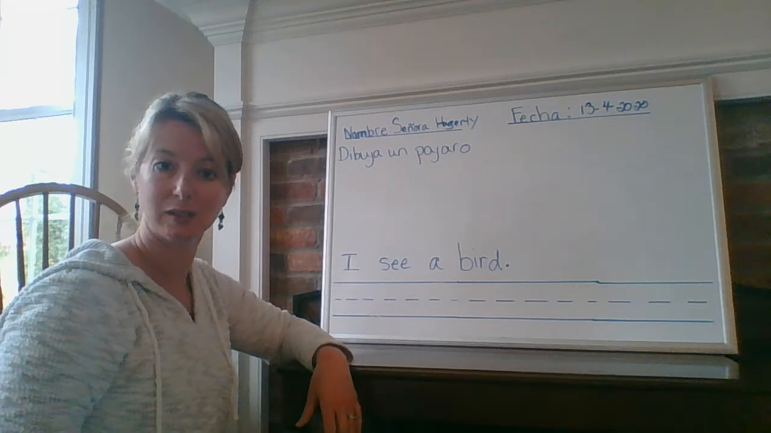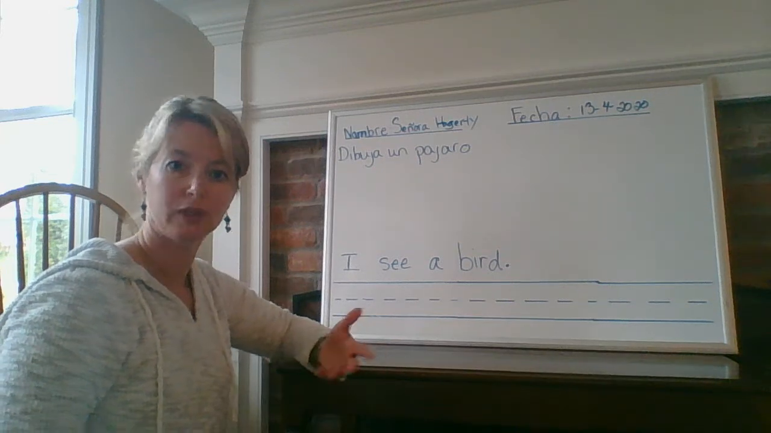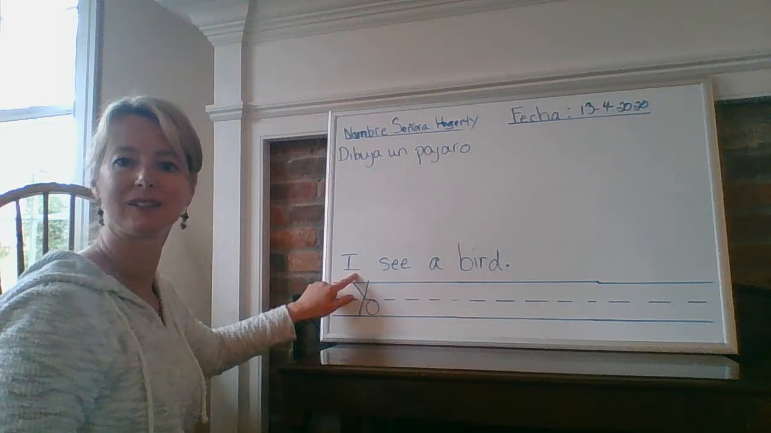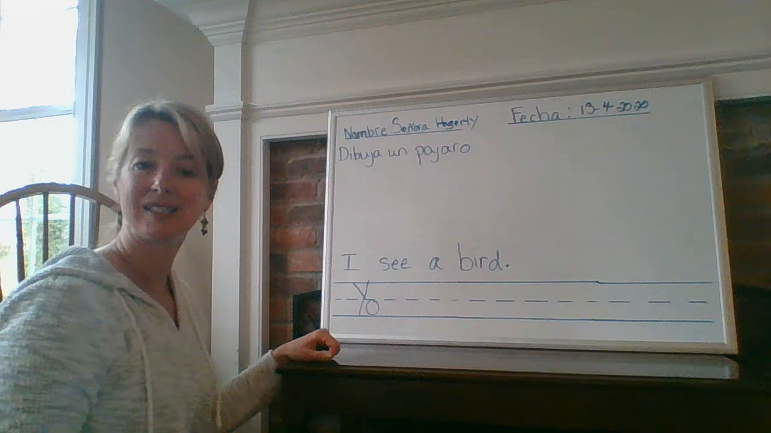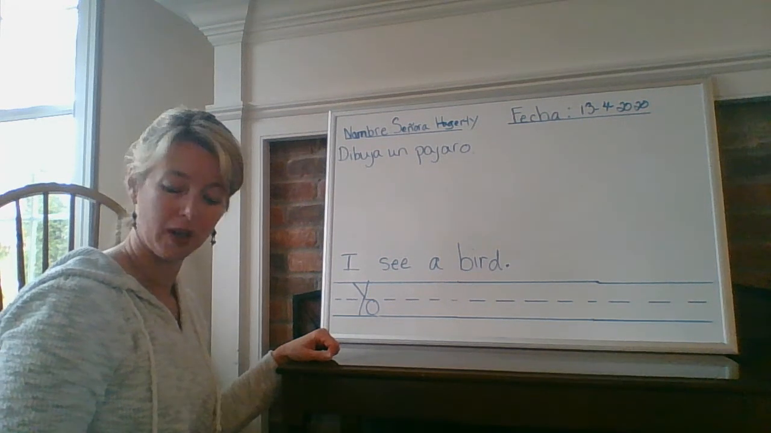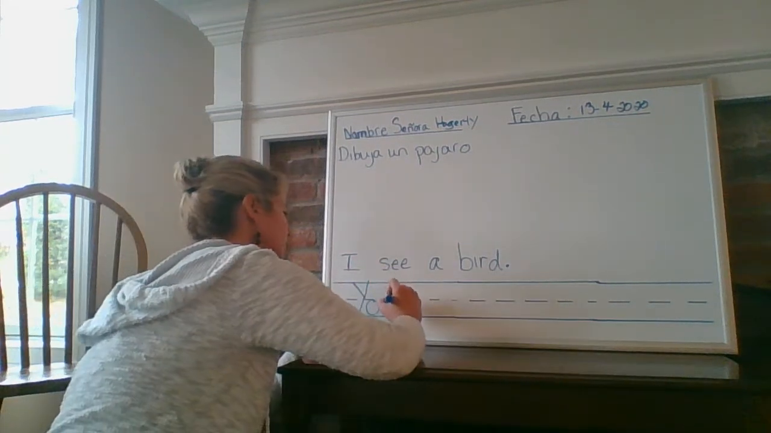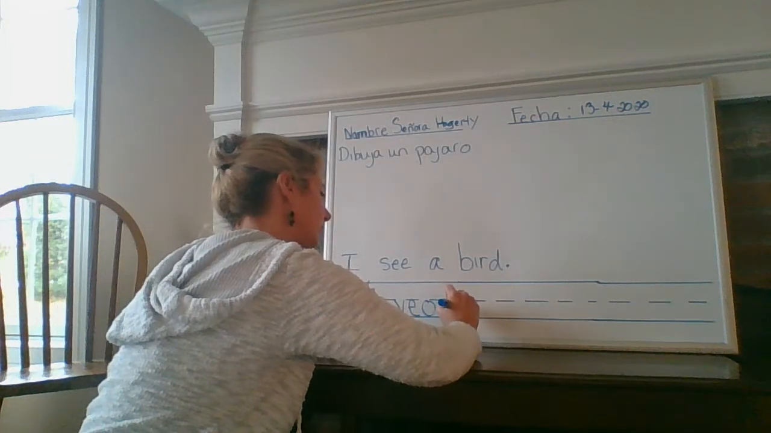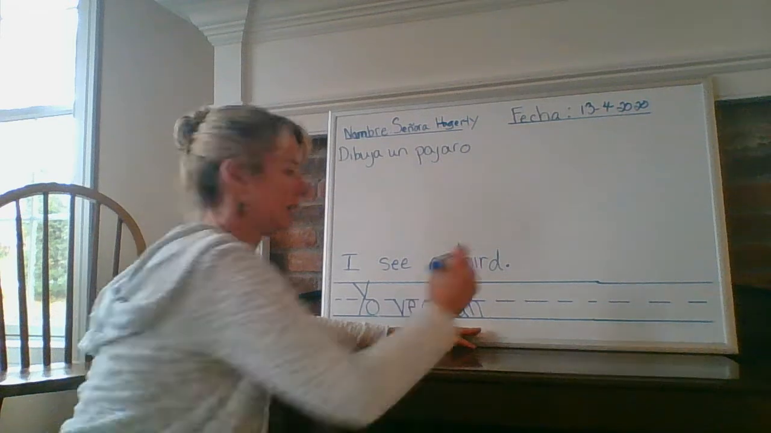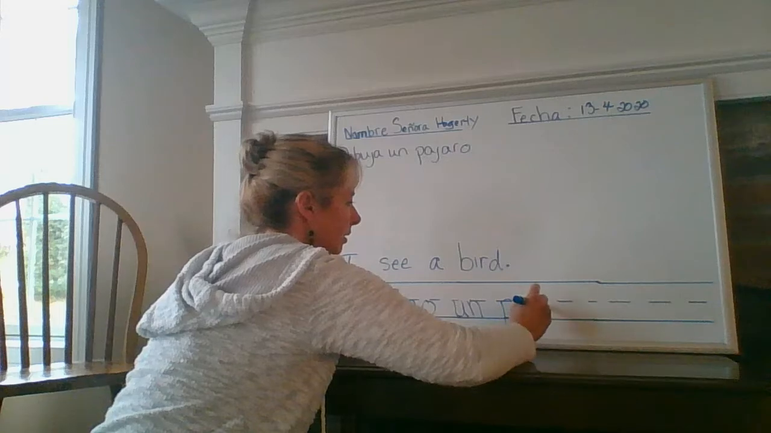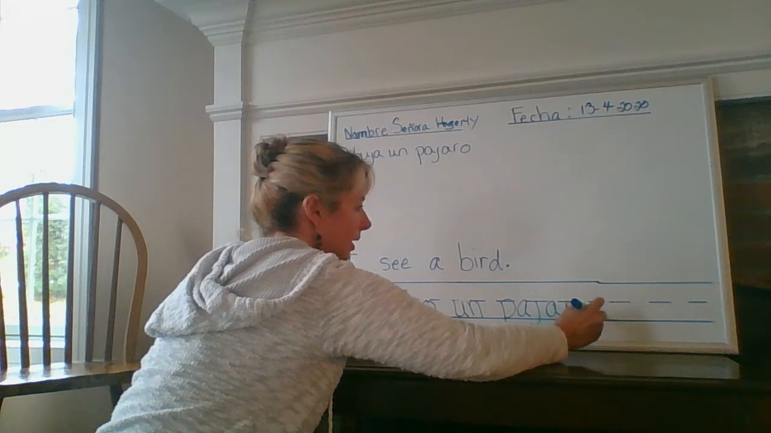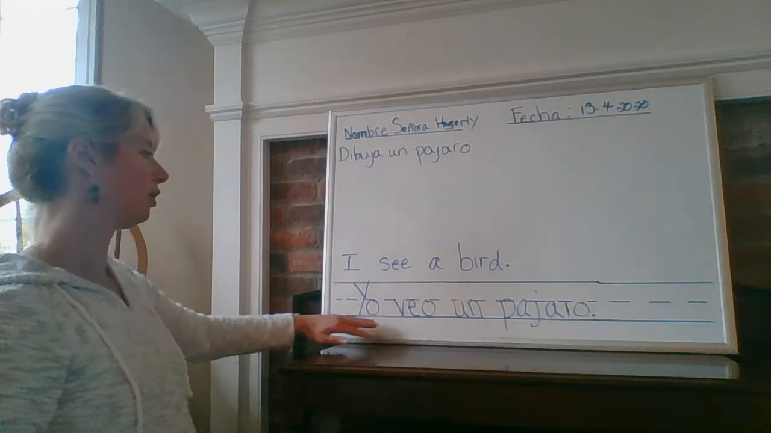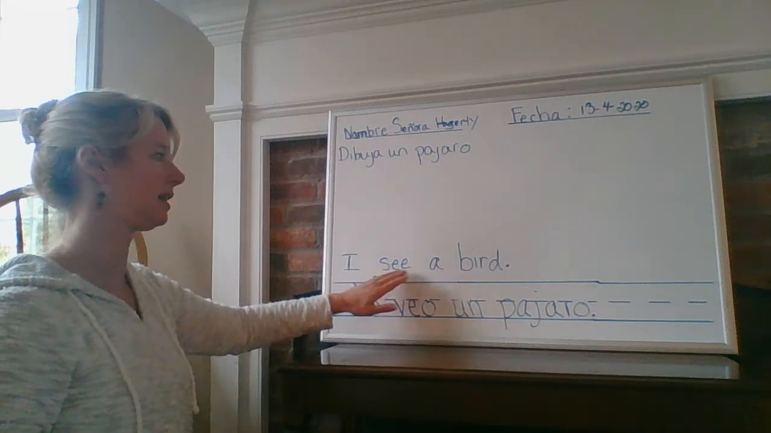We're going to write those same words in Spanish. So the way you say I in Spanish is yo, and it actually starts with a Y. Y-O means I. So yo means I. The way you say see in Spanish is veo. So yo veo. Yo veo, I see, a pájaro. Period. Pájaro means bird in Spanish. And this is a J, and there's a dot right here. I don't know if you can see it. So yo veo un pájaro means I see a bird.